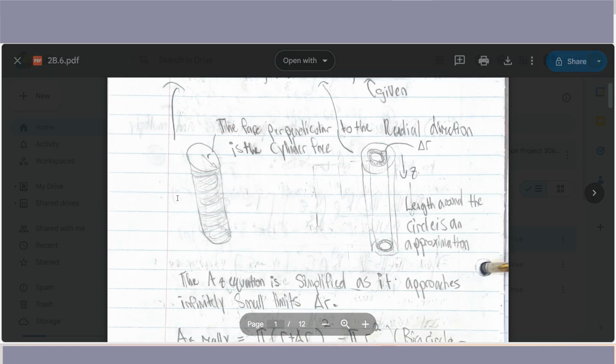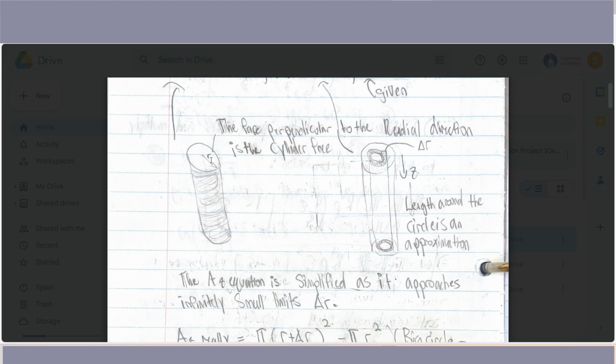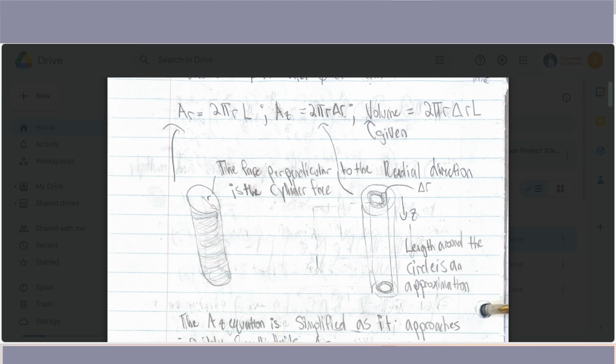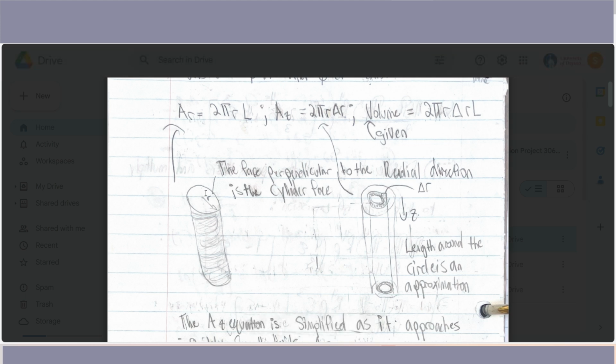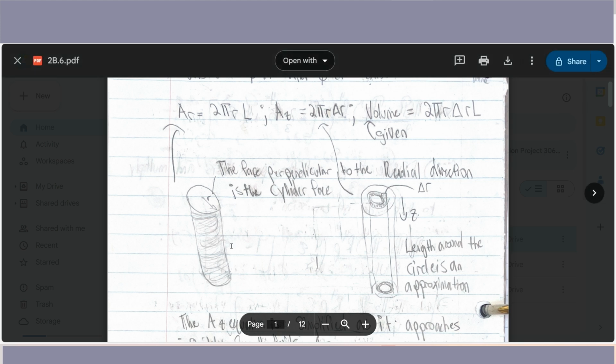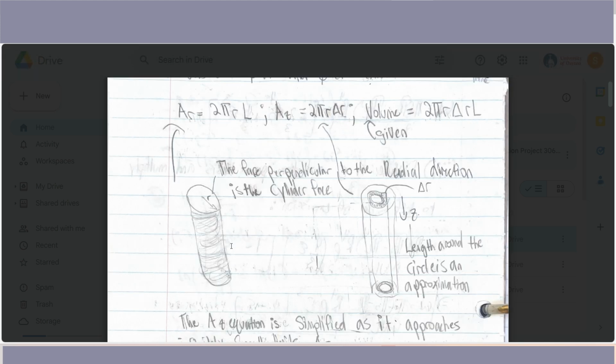So AR is the radial direction. When you're looking at the cylinder, the face that the radial direction is perpendicular to is basically the outside of the cylinder. So it's this whole face that is highlighted, and that's 2 pi times r, which is this length, times L, which is the height of the cylinder, and that's where that comes from.